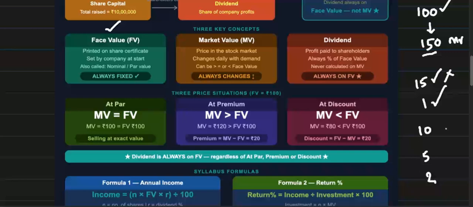Now Infosys is 1500 rupees. That is the market value. Okay. So don't get confused. Face value will be a very small amount. And what happens? This further gets reduced. How?